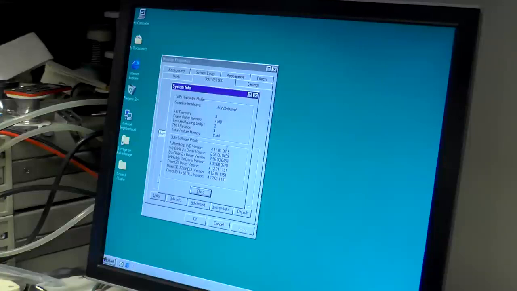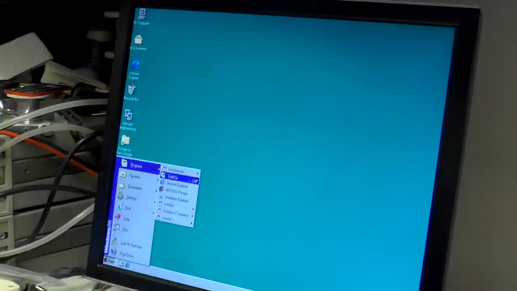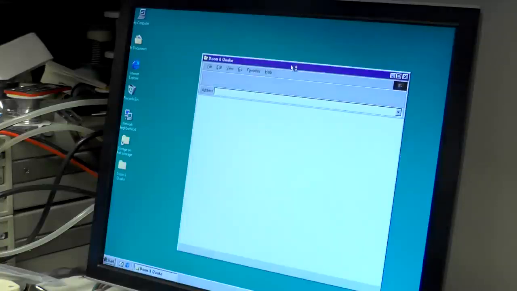System info. Frame buffer memory 4 megabytes. Texture mapping units 2. TMU revision 4. Total texture memory 8. Looks like we have a winner. Let's test it in a game before we commit to saying it's worked. Let's just try Quake. GL Quake, I should say.